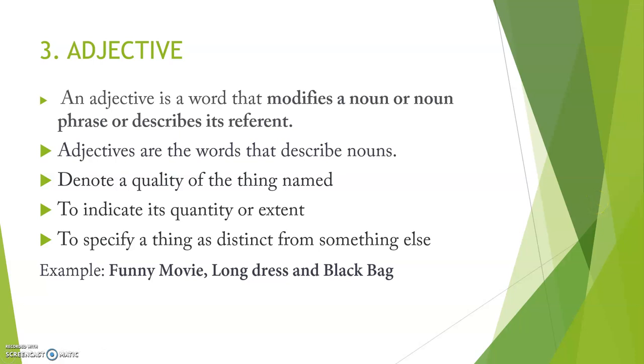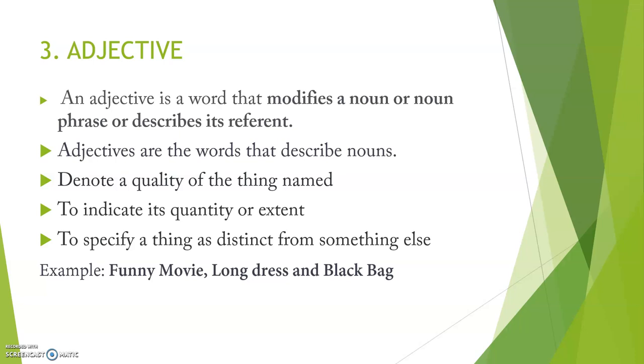Adjective. An adjective is a word that modifies a noun or pronoun or describes its referent. Adjectives are the words that describe a noun. It denotes the quality of a thing named. To indicate its quantity or extent, we also use adjective, and it is also used to specify a thing as distinct from something else.